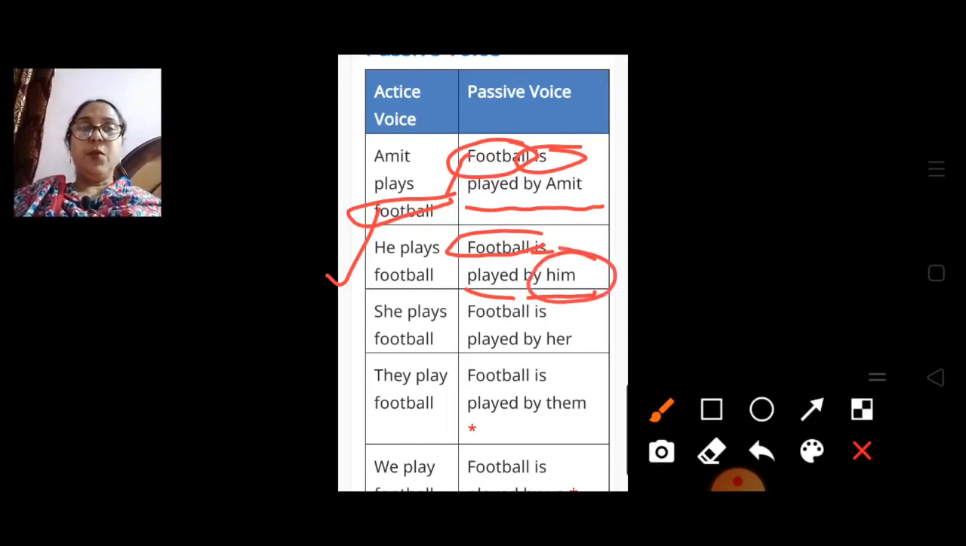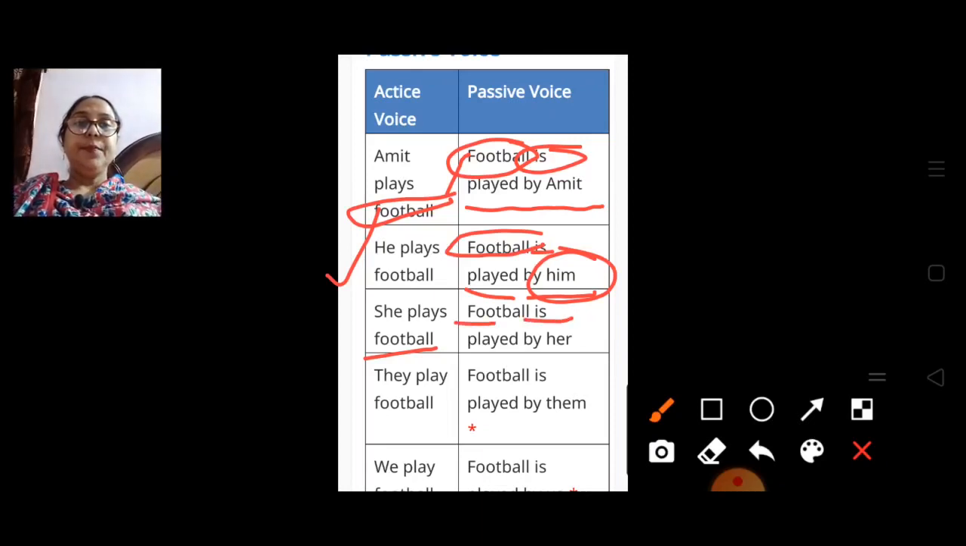She plays football. Again, football is a singular object, so football is played by her. Because she is there, that is why the personal pronoun has been changed. Now her will be there.